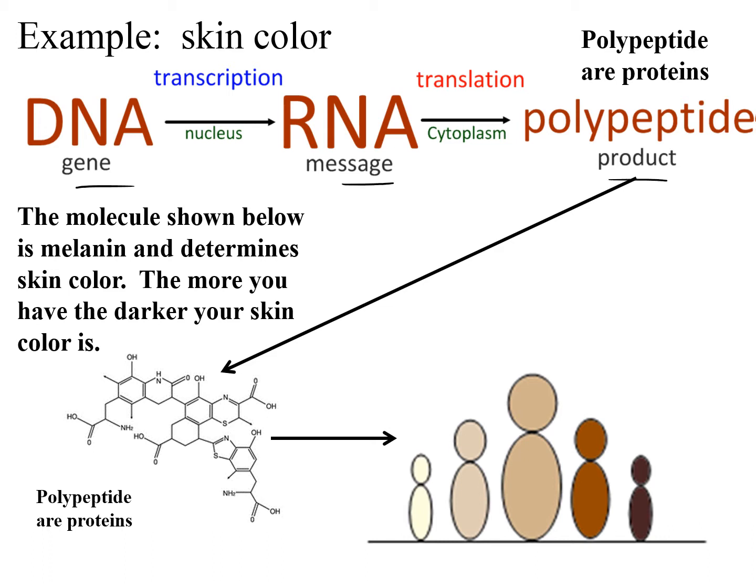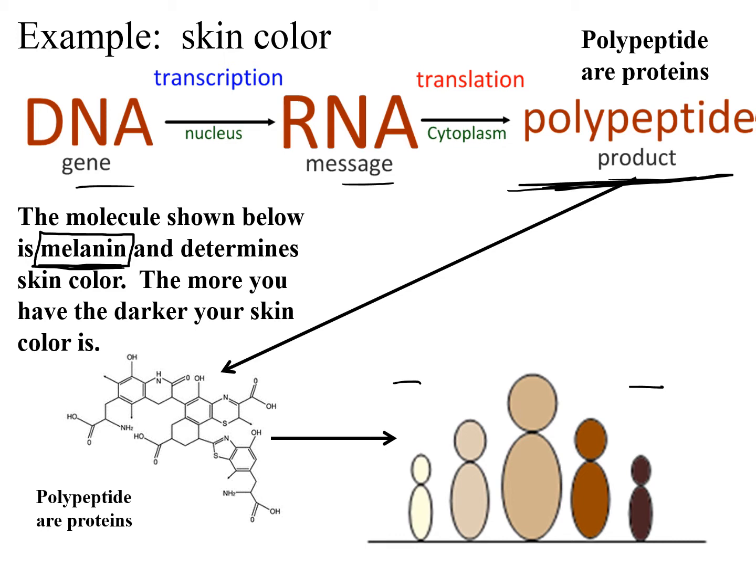The example here is skin color, or skin pigmentation, excuse me. There are three types of polypeptide that can be produced here, and they're all types of melanin. You don't need to memorize them: heteromelanin, pheomelanin, and eumelanin. They don't determine all of the person's skin color, but they contribute to it. Could be darker, could be lighter.